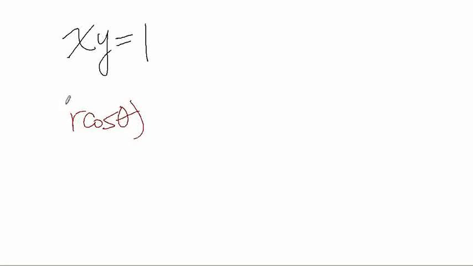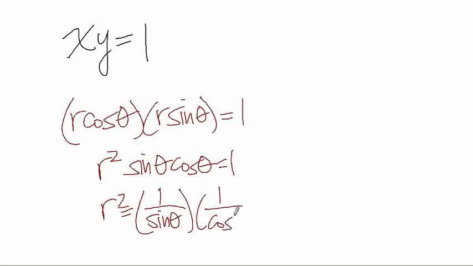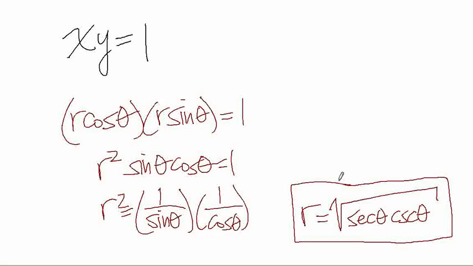So r cosine of theta times r sine of theta, just using the conversion expressions. So that gives r squared times sine theta times cosine theta equals 1. So r squared equals, I'll write it this way, 1 over sine theta multiplied by 1 over the cosine of theta. Now I can take the square root of both sides, and the nicest I can probably write it is the following. R is equal to the square root of the secant of theta times the cosecant of theta. Okay?